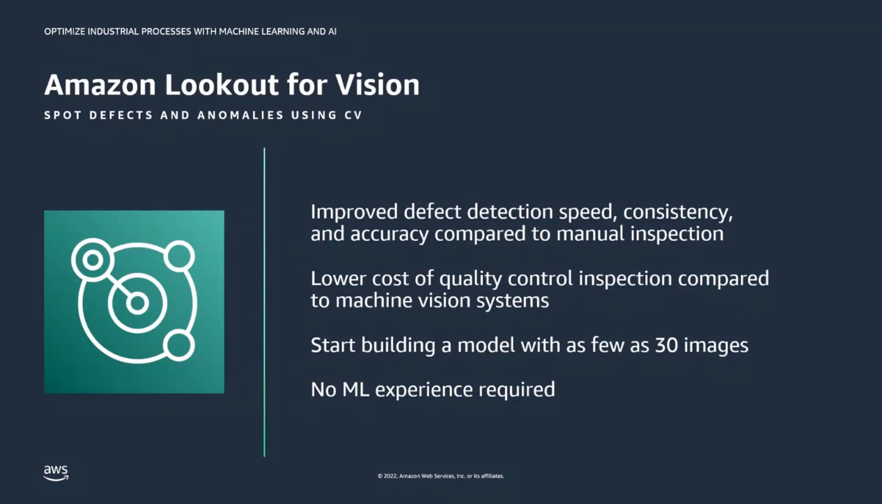A service that Amazon developed to help customers overcome these challenges is called Amazon Lookout for Vision, which allows you to automate quality inspection by spotting product defects with computer vision. Some of the benefits here include improved defect detection speed, consistency, and accuracy compared to manual inspection, a lower cost of quality control inspection compared to machine vision systems, and a very fast time to get started, as you can get started building a model with as few as 30 images, and no machine learning experience is required.